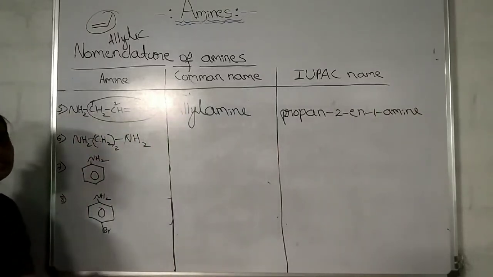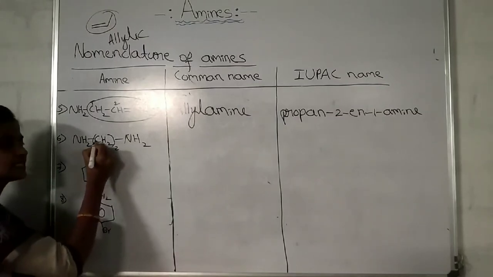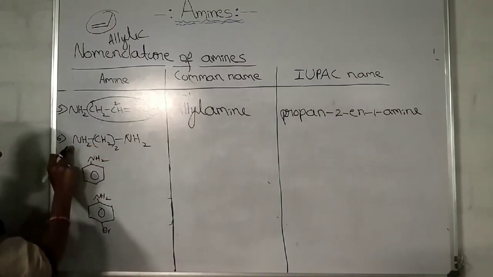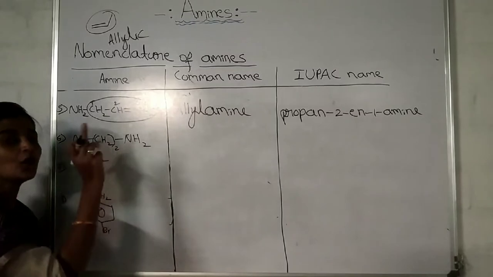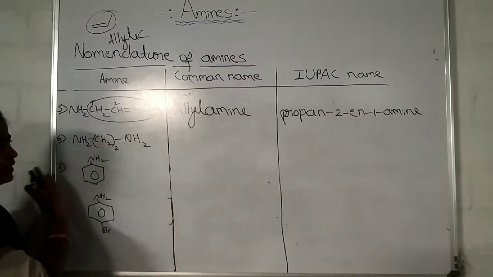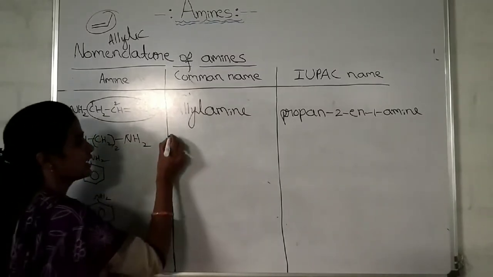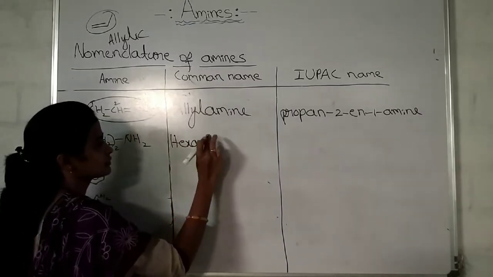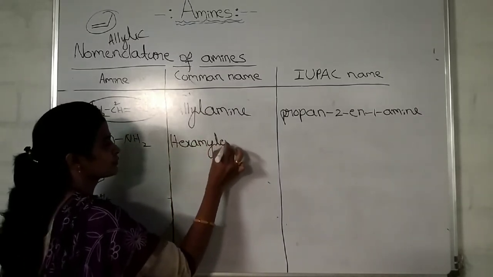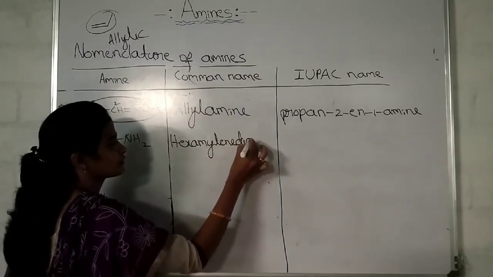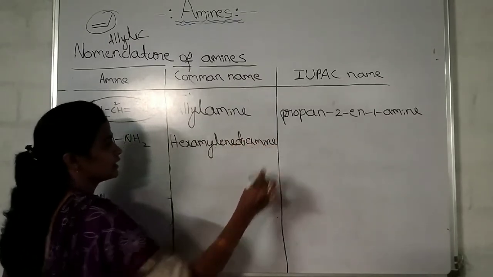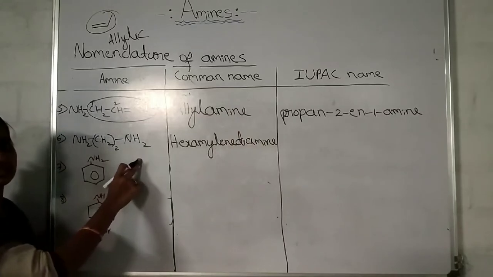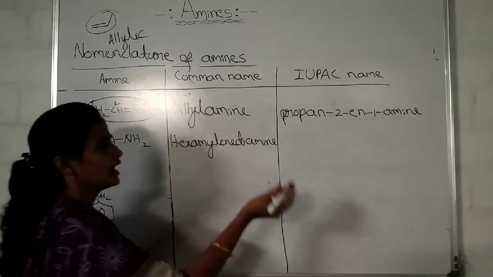Look at the second example. 6 carbon atoms chain. To the first carbon atom and to the last carbon atom, 2 NH2 groups are there. The common name of this is hexamethylene diamine. IUPAC name.